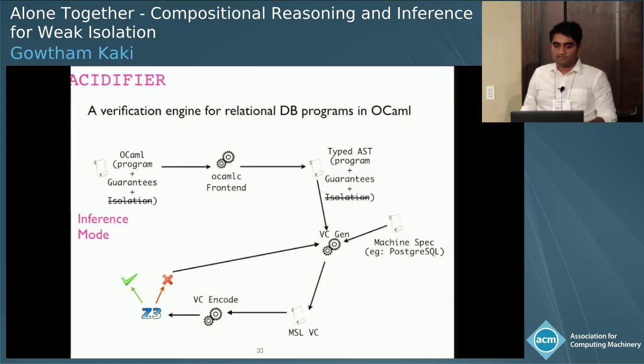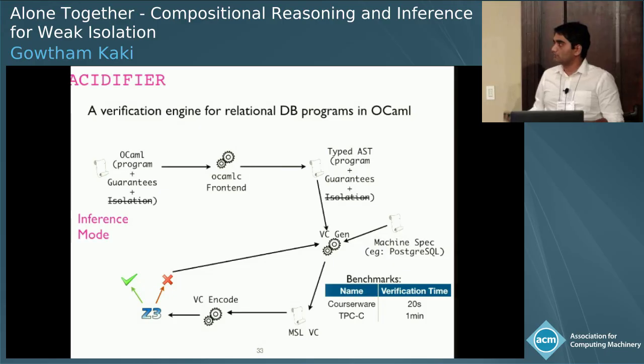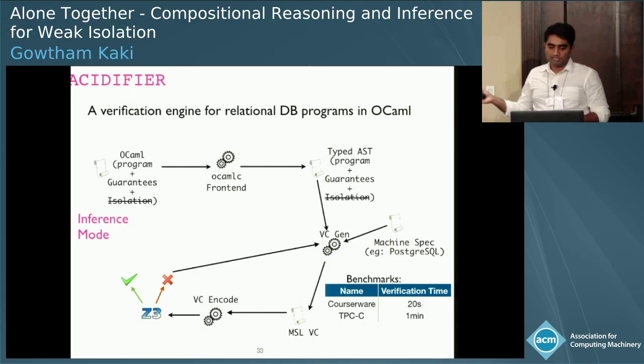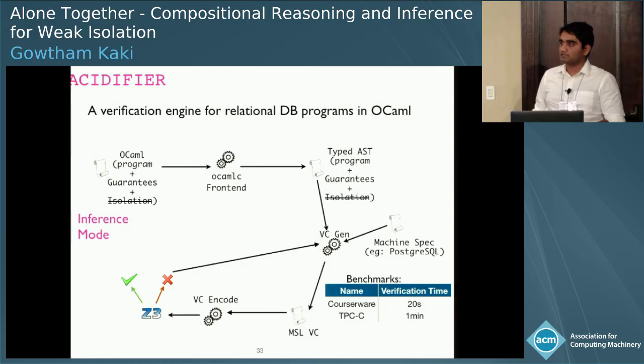So we have in fact used this Ascertifier to reason about the correctness of a few benchmarks, and that includes database benchmarks such as TPCC. And because most often the verification conditions are in EPR, which is a decidable fragment of first-order logic, we get the verification time down to below 1 minute for all the transactions in TPCC put together.